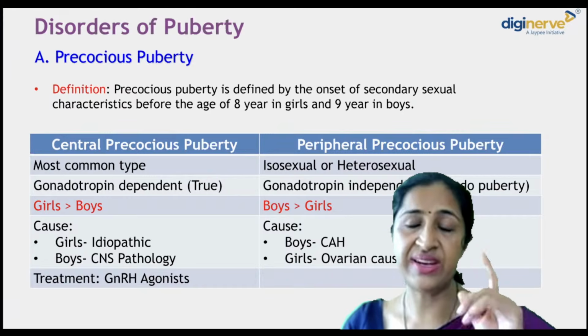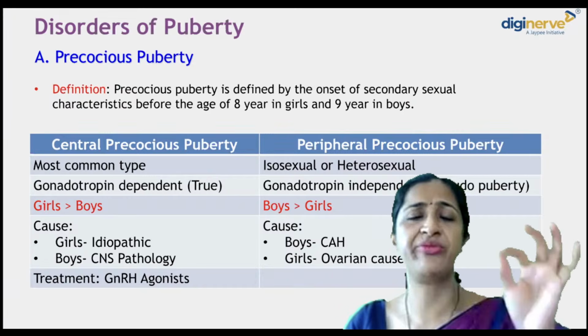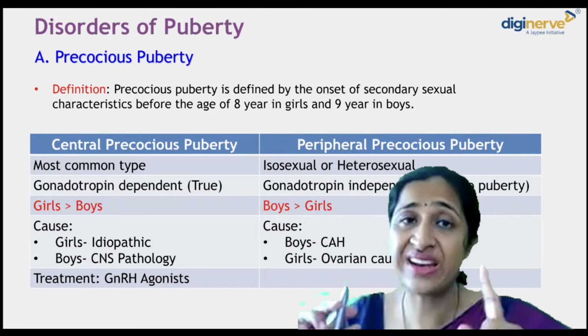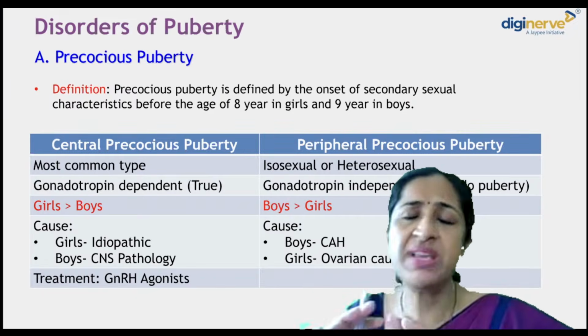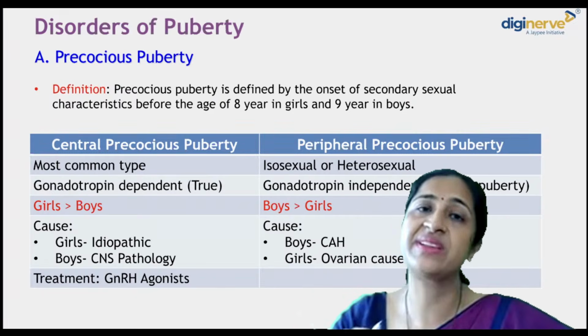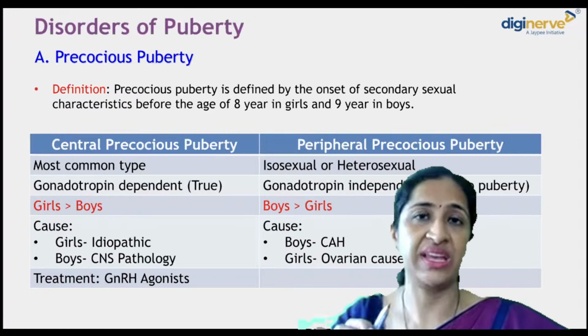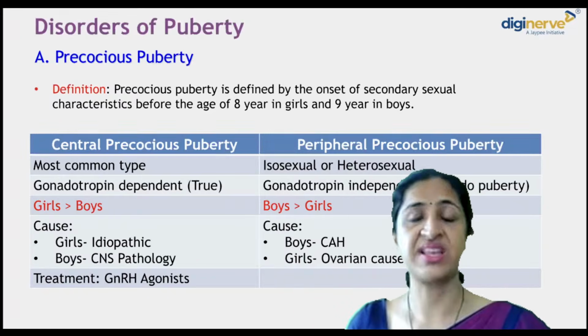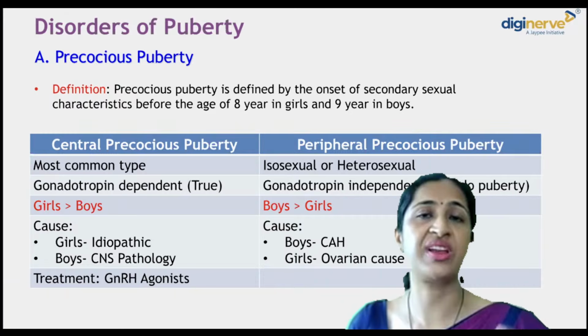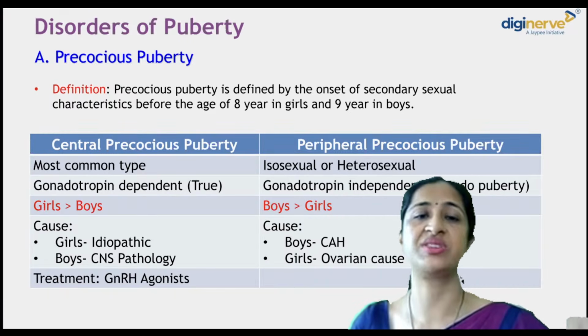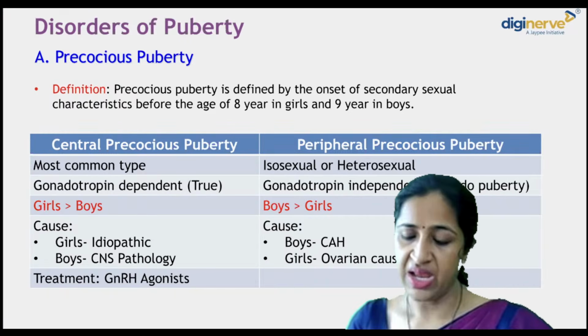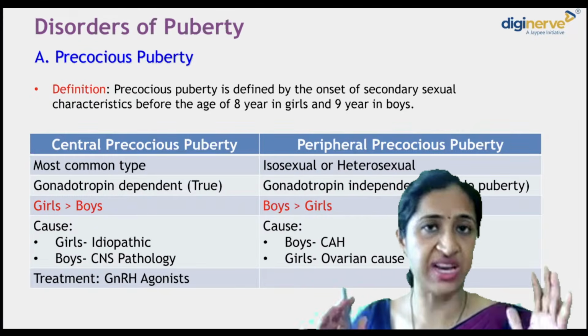Definition: when is it precocious? Precocious is before appearance of secondary sexual characters. Okay, please don't consider menarche. Appearance of thelarche before 8 years, and appearance of testicular enlargement before 9 years in boys, is precocious puberty. Okay. Most common type is usually the central precocious.